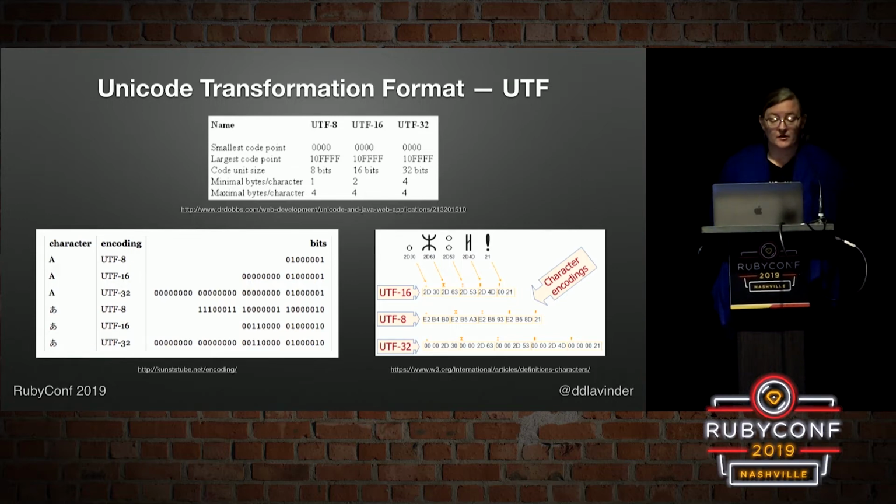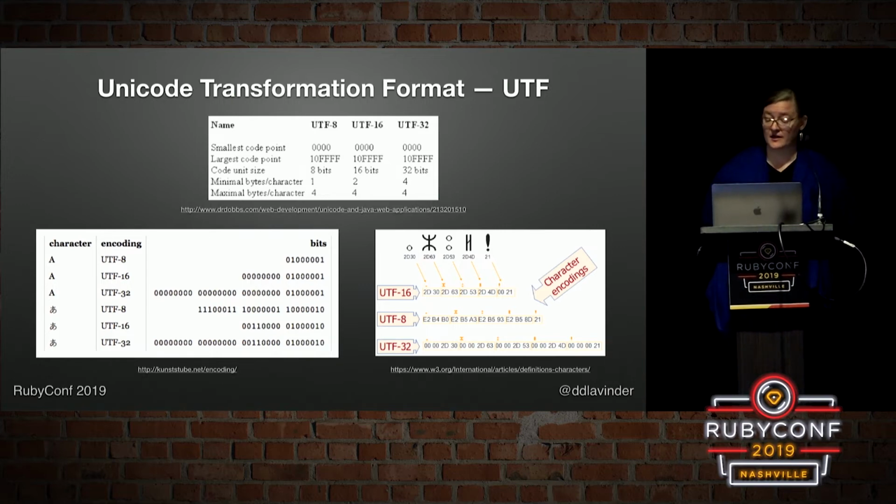Three of the most popular UTF encodings are UTF-32, UTF-16, and UTF-8. They can all encode any Unicode code point or character. The difference is in how much space, or how many bits, they take to do it. UTF-32 uses 4 bytes, hence 32 bits, for every code point. UTF-16 uses between 2 and 4 bytes, and UTF-8 uses between 1 and 4 bytes per character.